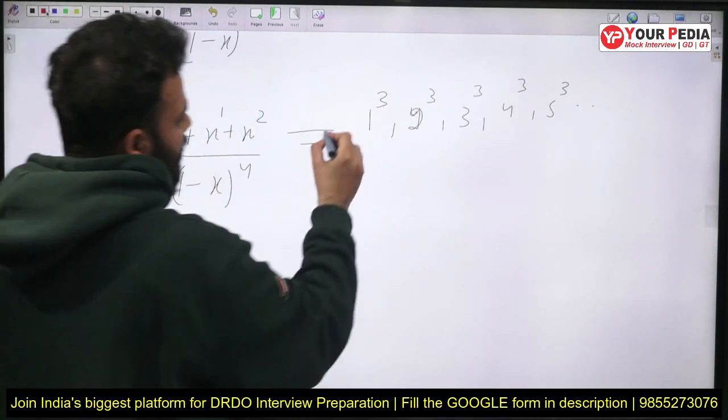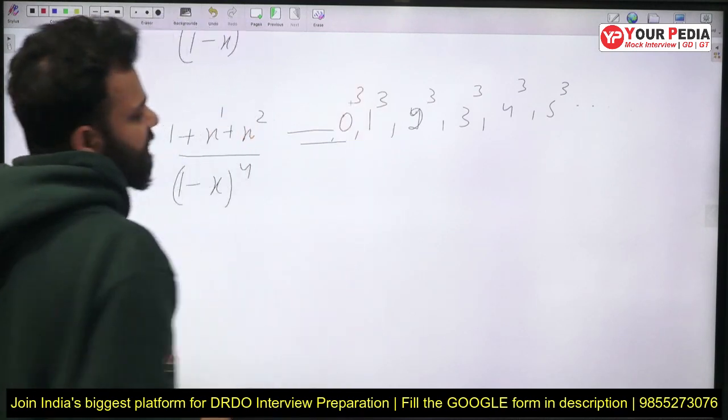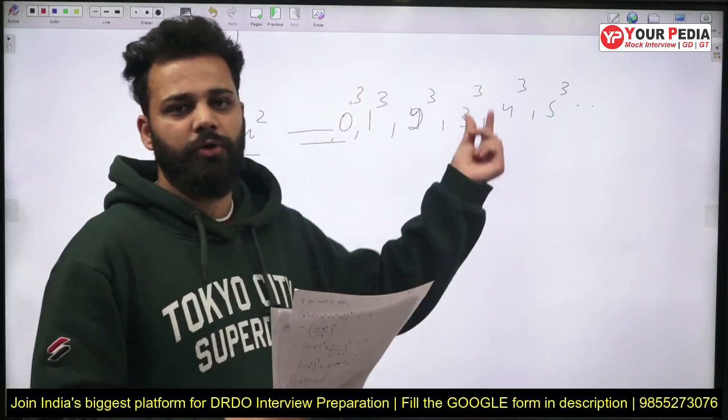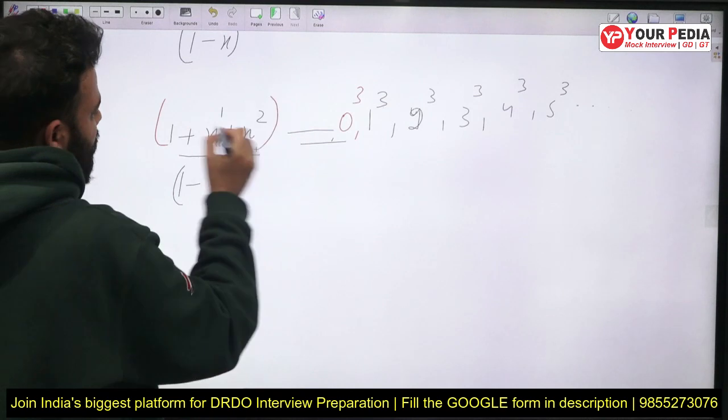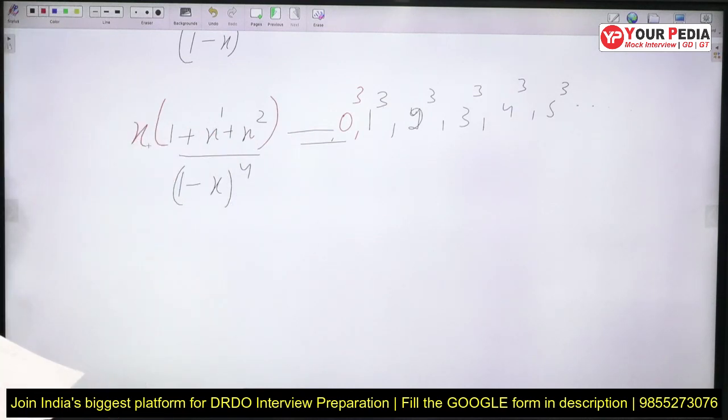And if you want, I make a little change here, 0 raised to power 3. So it will go from 0, 1 cube, 2 cube, 3 cube. So you will do nothing but multiply by x here in order to make the sequence start from 0.